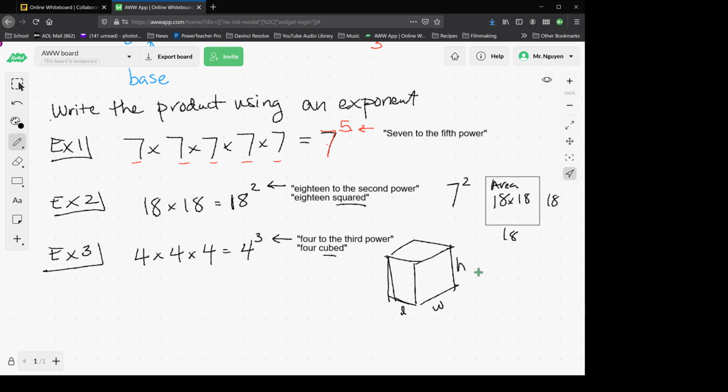So that's why, say L is equal to 4. Let's use 4 because we're using 4 already. If length is 4, width is 4, and height is 4, well, that's 4 times 4 times 4. And that gives you volume. Volume is the reason why you would say 4 cubed, because you're multiplying the same number 3 times. Gives you a cube. Okay, so that's writing a product as an exponent.